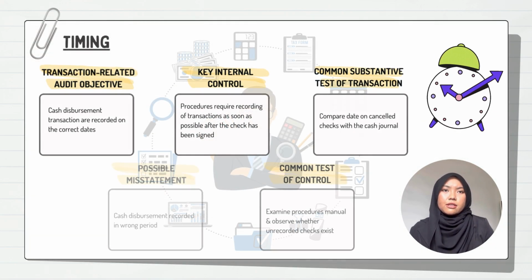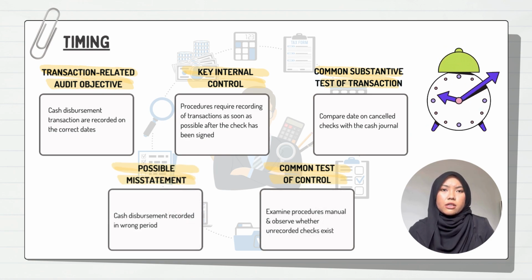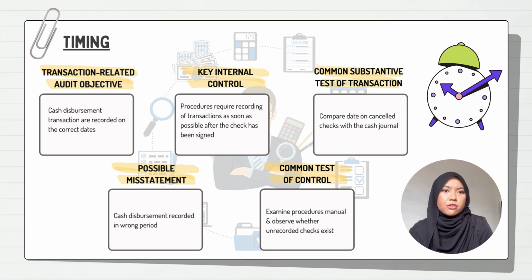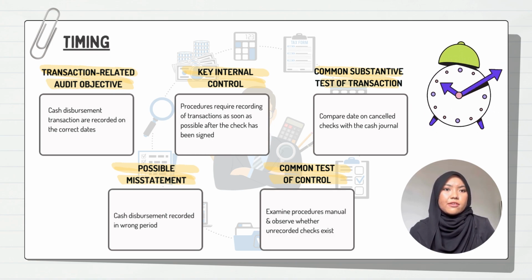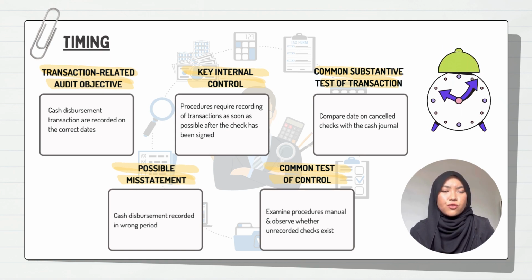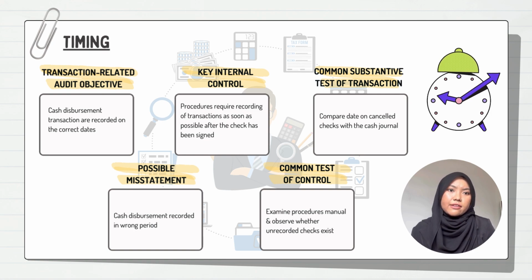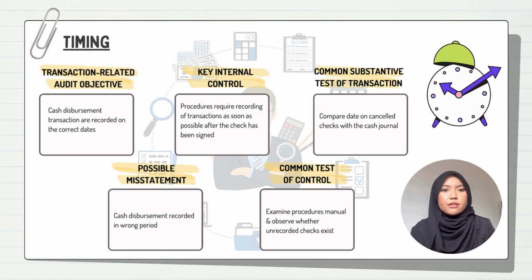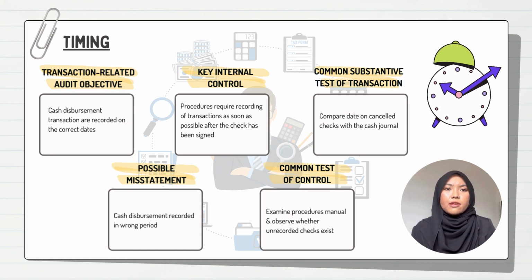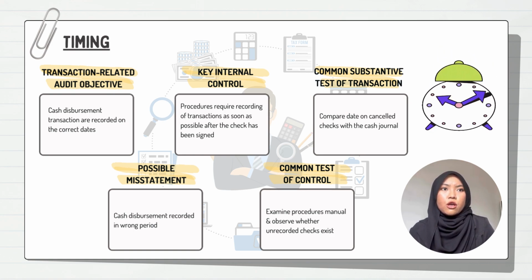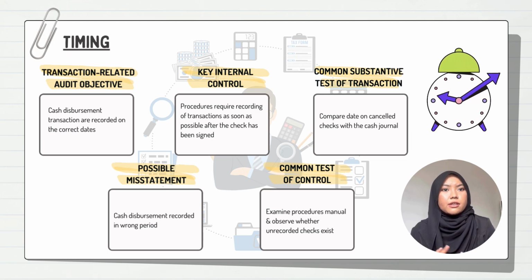For timing, the transaction-related audit objective is that cash disbursement transactions are recorded on the correct dates. The possible misstatement is the cash disbursement recorded in the wrong period. For the key internal control, procedures require recording of transactions as soon as possible after the check has been signed. For the common test of control, examine the procedure manual and observe whether unrecorded checks exist. The last one is the common substantive test of transaction: compare the date on cancelled checks with the cash journal.